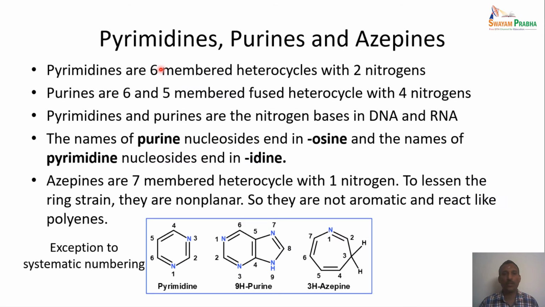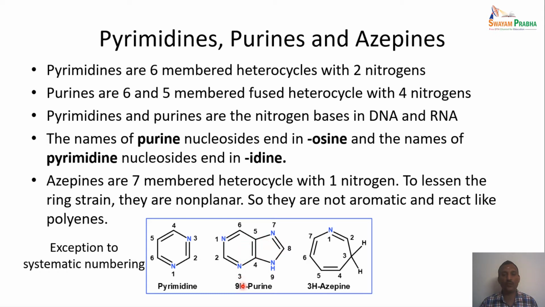So what are purines, pyrimidines and azepines? Pyrimidines are basically 6-membered heterocycles with 2 nitrogen atoms. The pyrimidine structure is shown here. If you start from 1, 2, 3, these are 1,3-dinitrogen derivatives. And when we talk about purines, these are basically 6- and 5-membered fused heterocycles with 4 nitrogen atoms. So we have a benzene-like 6-membered ring, and then a pyrrole-like 5-membered ring. In both the rings we have 2 nitrogens each.